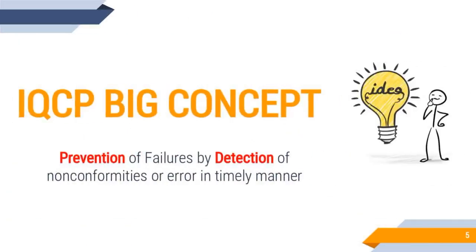The big concept of IQCP is to prevent and detect. Prevention of failures means being proactive, and detection means finding non-conformities or errors in a timely manner. So I have to prevent any failure that could happen by detecting in advance the sources of errors, or errors that could happen, in a timely manner, before something goes wrong.